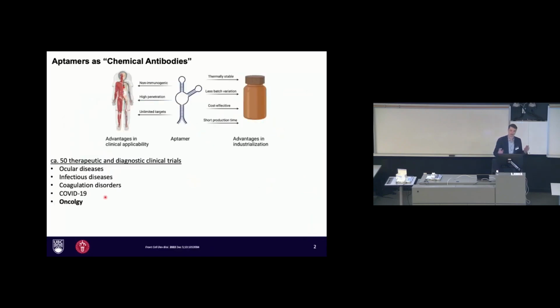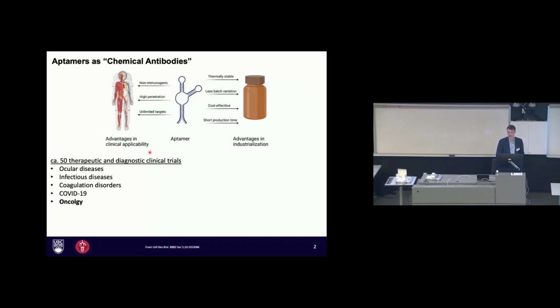So as chemical antibodies, which aptamers are sometimes referred to, they do have some advantages in clinical applicability. They are less immunogenic, or at least so far there are very few toxicity studies about aptamers. They're smaller, roughly 10 times smaller than antibodies, so they have a higher tissue penetration. And again, they can be selected against any kind of target.